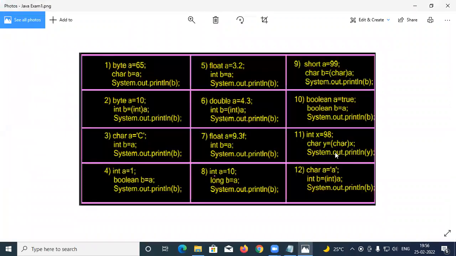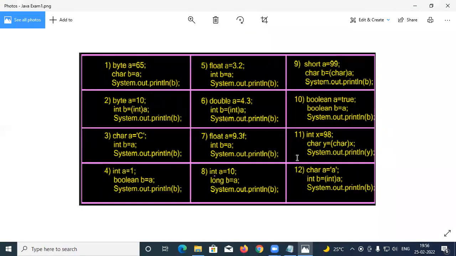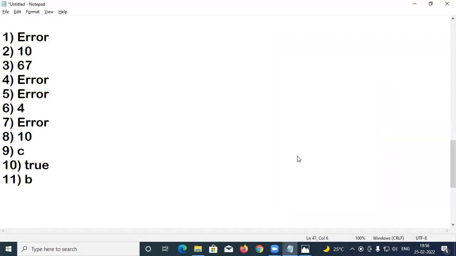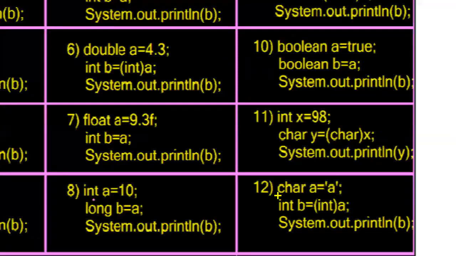Now integer to character, explicitly converted. So what is the output? Small b. Okay, small b. Now 12th one, character to integer. 19, character to integer 19, explicit is not required, but if you write it, also valid. So what is the output? 97.